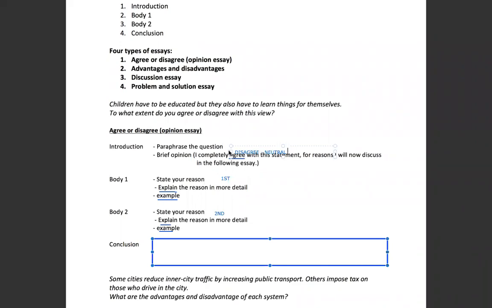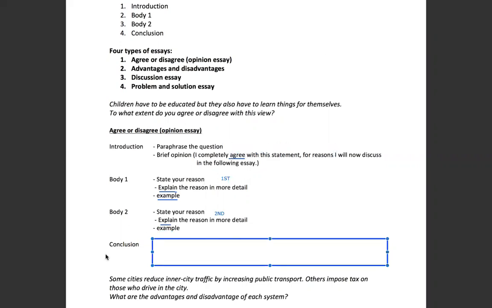So this means you don't agree or disagree, you're in the middle. So you could explain why you're neutral as well. But each paragraph should have a reason for your opinion and then an explanation and an example.